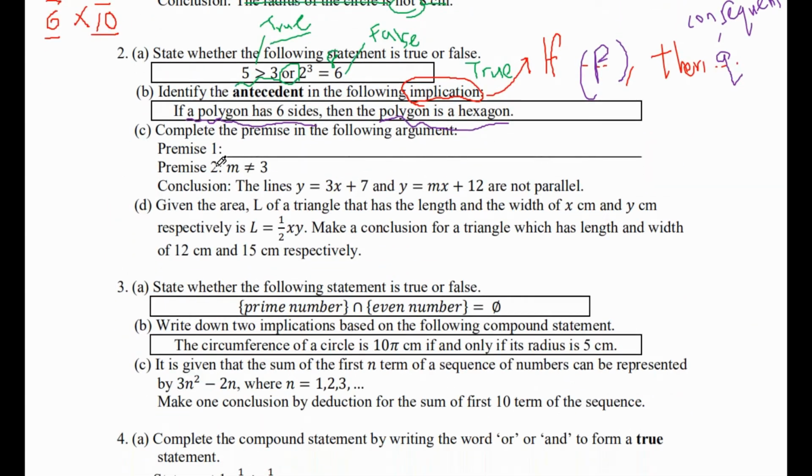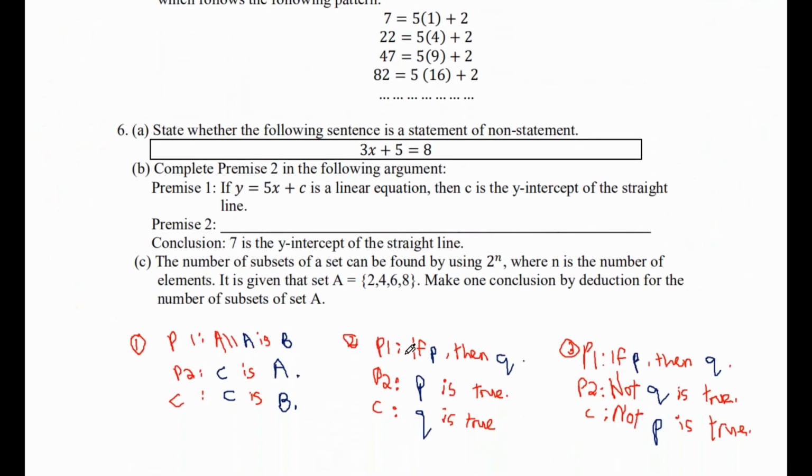Okay, if you want to fill in premise 1, first we compare premise 2 and conclusion. Any similar words between them? Look for the same words. M not equal to 3, the lines y equals to 3x plus 7 and y equals to mx plus 12 are not parallel. So there are no similar words between them, right? Okay, so for this kind of question, we are going to use if then.